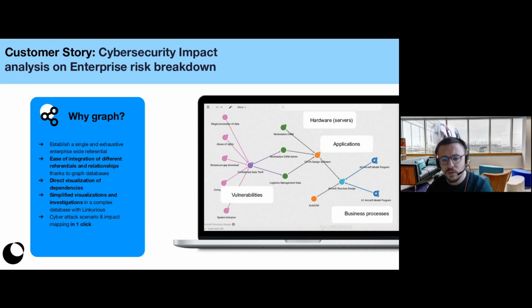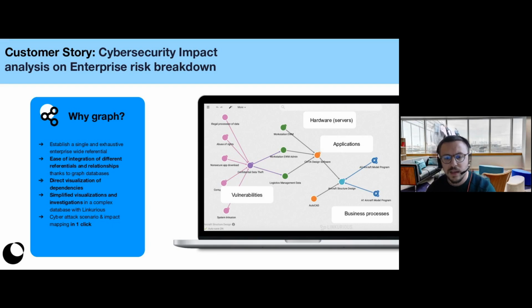And then they integrated that with a public list of cybersecurity vulnerabilities called the Common Vulnerabilities and Exposures glossary, that is produced by the NIST, the National Institute of Standards and Technology in the United States. So you can see here a mix of internal data and external data, and they were able to map those CVEs, vulnerabilities, to internal hardware, applications and business processes.